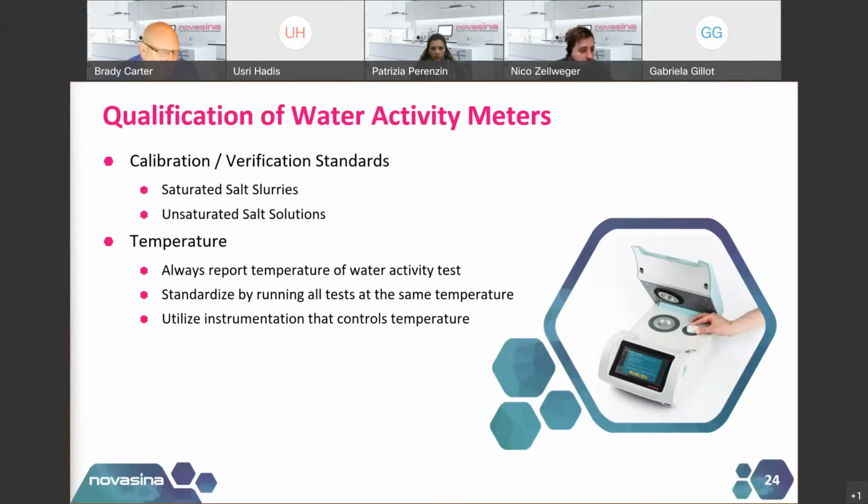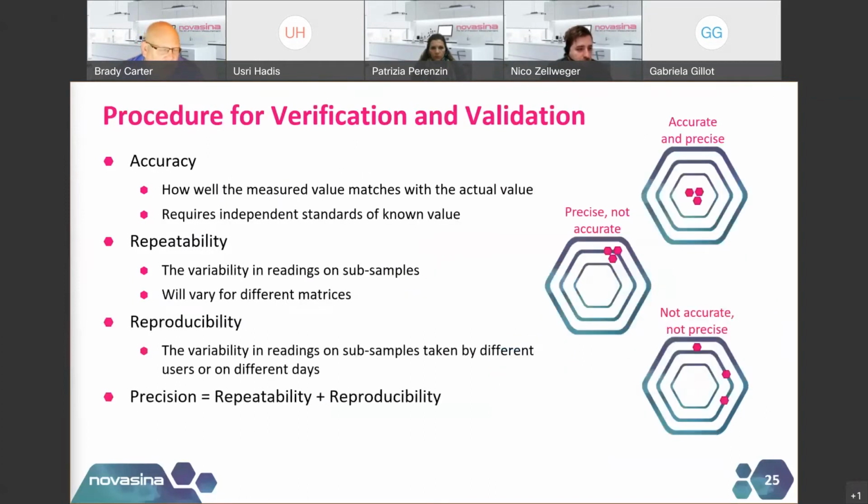So you should standardize by running all your tests at the same temperature, and that most effectively is achieved through instrumentation that does control temperature. So look for that as being a feature when you're looking at water activity instruments. And then from using these standards to do these verification measurements, you can determine the accuracy and precision of these instruments. And it's important to understand the difference between those.